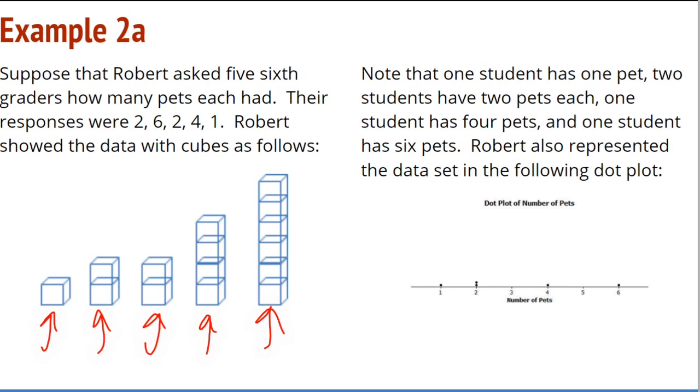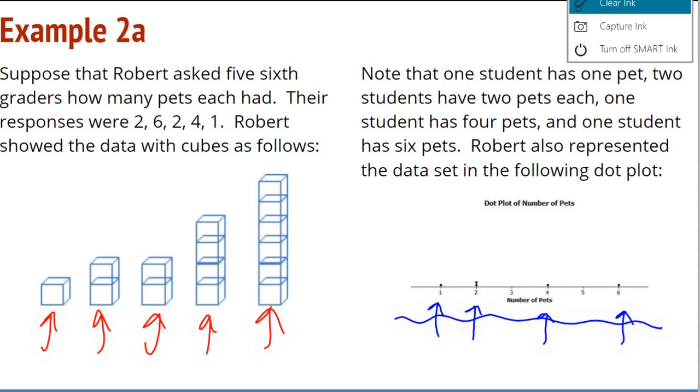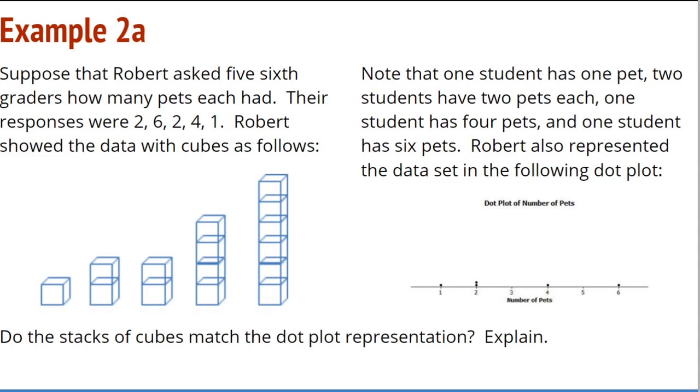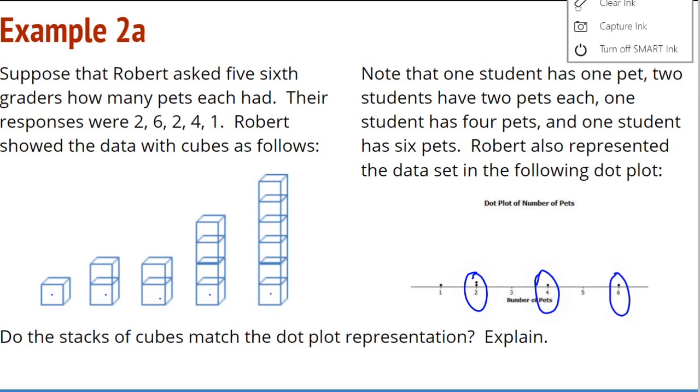Now if we take a look at the same information on a dot plot, we have this dot plot on this side. We have 1 person that has 1 pet, we have 2 people that have 2 pets, 1 person that has 4 pets, and 1 person that has 6 pets. So do the stacks of cubes match the dot plot representation? Well, I've got 1 that is 1, and 2 that are 2, 2 that are 2, 1 that is 4, and 1 that is 6. Yes, they match. They look very nice.